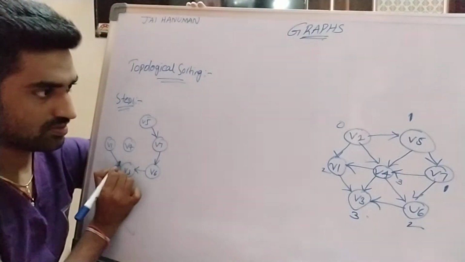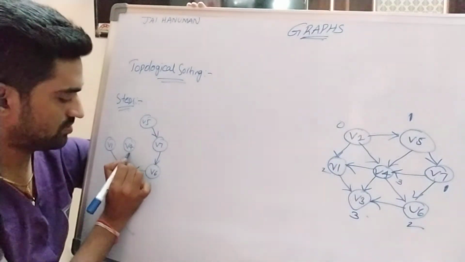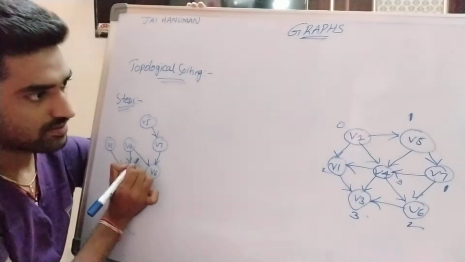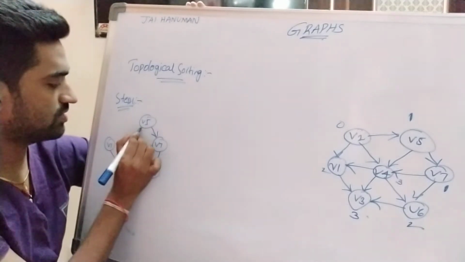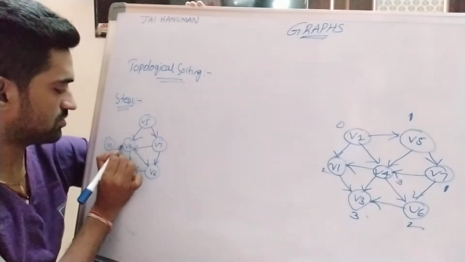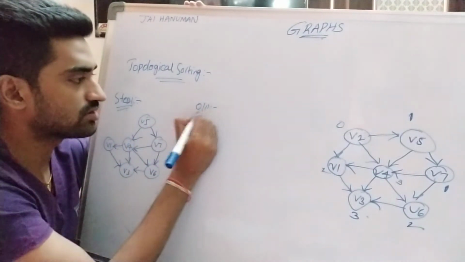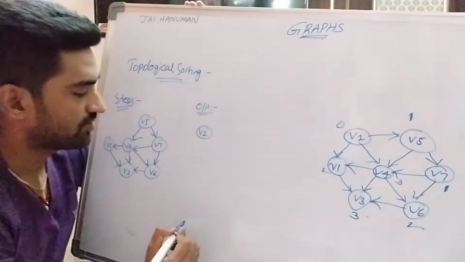V1 to V3, V4 to V3, V4 to V6, then V7 to V4, V5 to V4, V4 to V1, right? Now output contains V2.